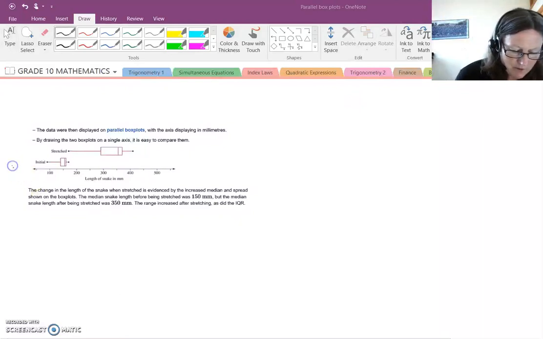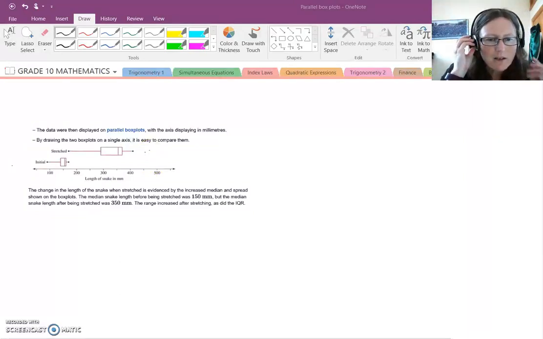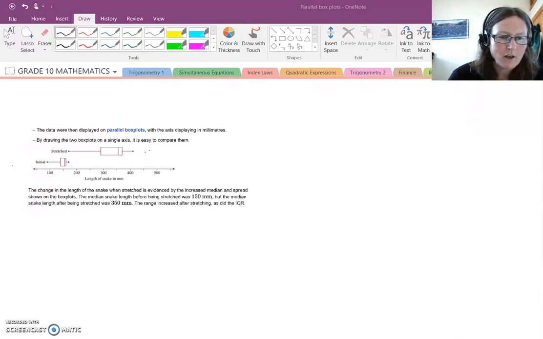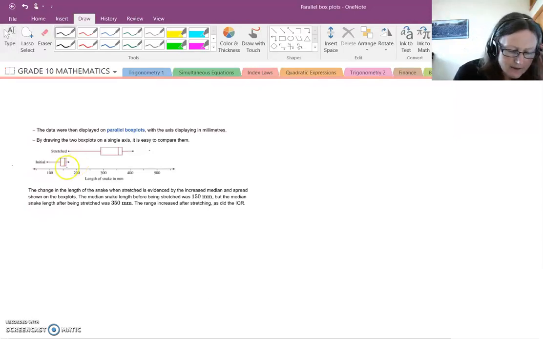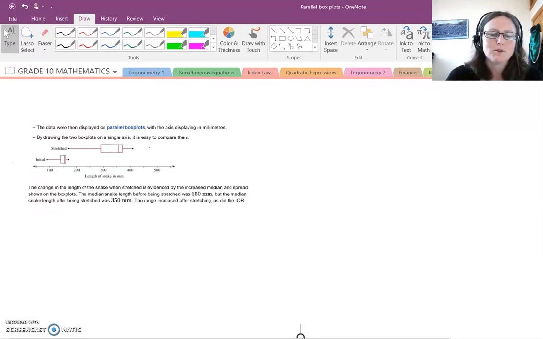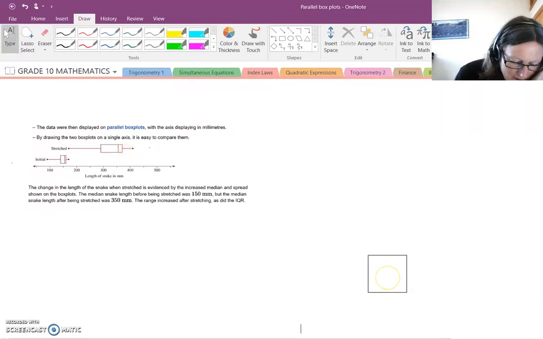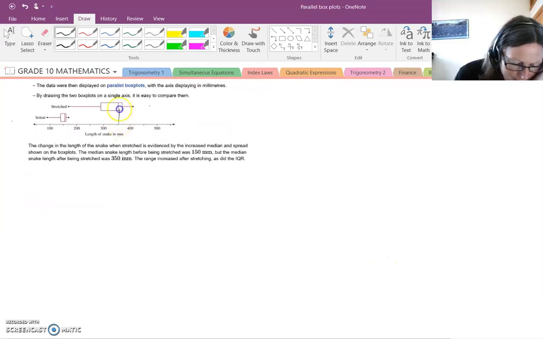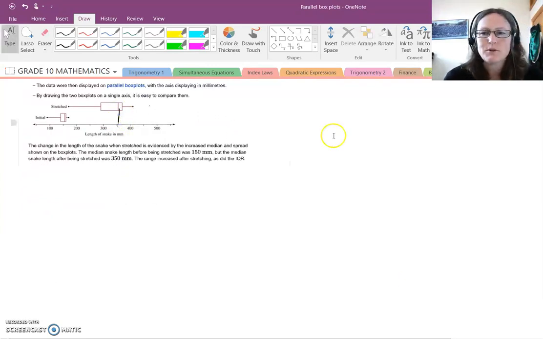Here's the length that the snakes were initially, and here's the length that the snakes got to when they were stretched. So we can make some comparisons here. So we can say, okay, let's look at what the statistics are between the initial and the stretched snake. So the initial snake length here, if we look at the median, which is the middle line here in our box plot, the median is about 150 mils. Whereas our stretched snake, the median is about 350 mils. So the median value of the stretched snake is a lot more.